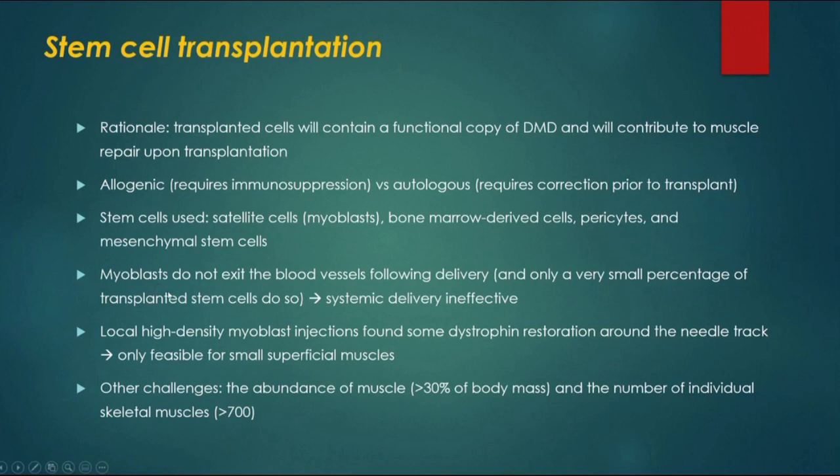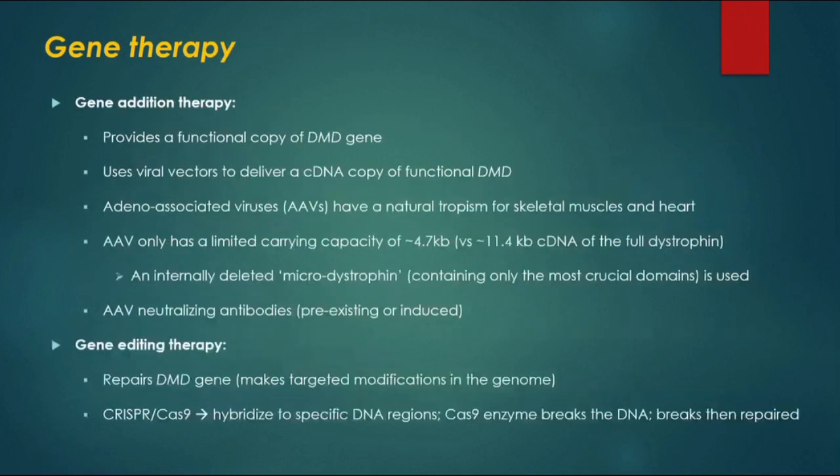However, the problem with this approach is, one, that myoblasts do not exit the blood vessels to go to the muscle. So if you deliver systemically, it's not going to be effective. You have to inject that into the muscles. Now, how many muscles do we have? More than 700. How will we do that? It's very difficult. And even after we chose some superficial muscles, the dystrophin restoration happened only along the needle track. So it's not feasible for deep muscles especially. So it has not been approved and failed.